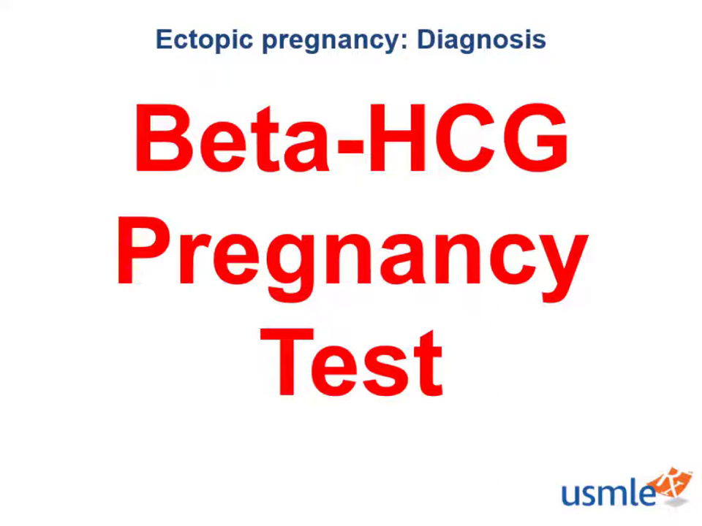Lastly, I want to note that a serum beta-HCG is more sensitive than a urine beta-HCG because a serum beta-HCG can detect a pregnancy within 1 week of conception, while a urine beta-HCG takes about 2 weeks. Okay, with that background, let's discuss diagnosis in a bit more detail.